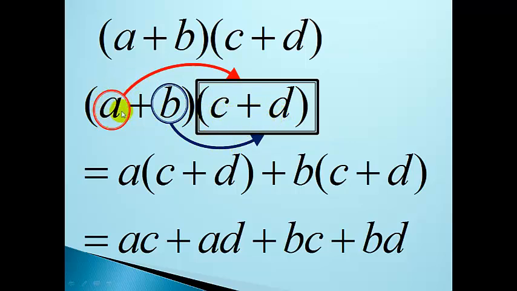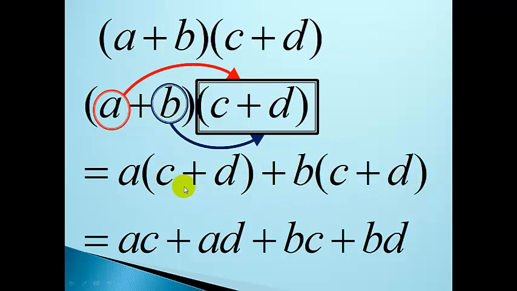I repeat, the first term a will multiply all the terms in the second bracket, that is c plus d. And the second term in the first bracket also multiplies all the terms in the second bracket, that is c plus d. Now, this will be a into bracket c plus d, plus b will also multiply c plus d.